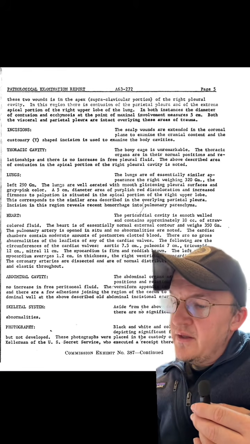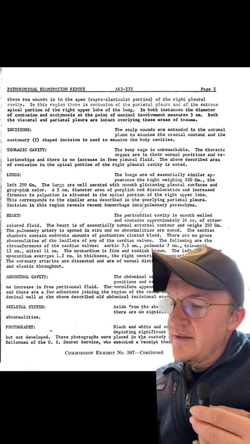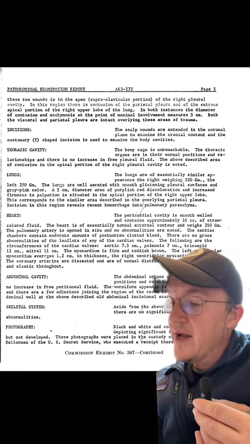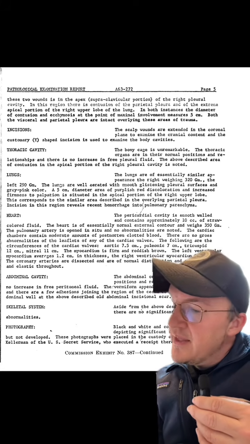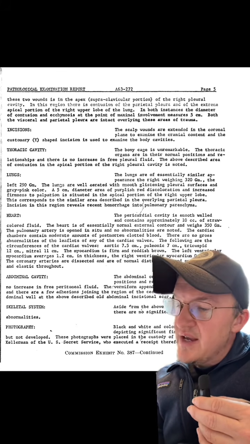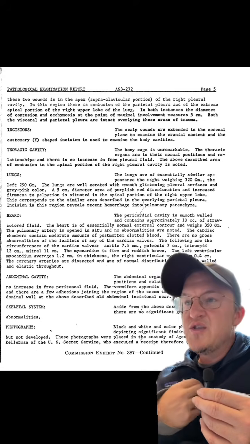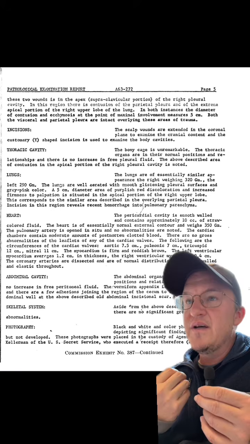The heart. The pericardial cavity is smooth-walled and contains approximately 10 cc's of straw-colored fluid. That's a normal finding. The heart is of essentially normal external color and weighs 350 grams. That's a normal weight. The pulmonary artery is open in situ and no abnormalities are noted. So the pulmonary artery is open in situ. This is kind of a little bit of his procedure that he does on every case, because that is something you would do in order to look for pulmonary embolism, which is completely irrelevant in this case.